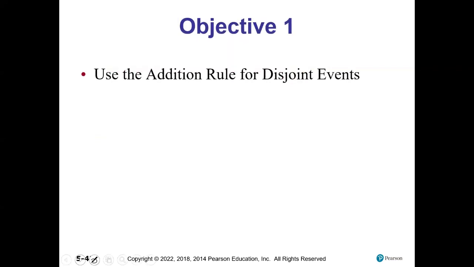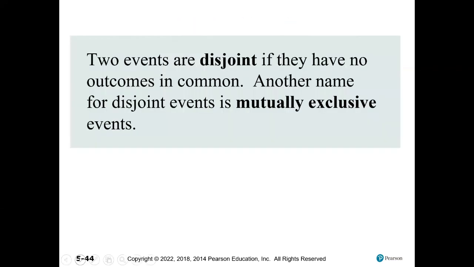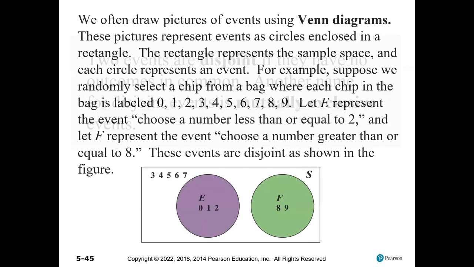We're going to start with disjoint events. Two events are disjoint if they have no outcomes in common. Another name for disjoint events is mutually exclusive. Okay, so I'm going to give you an example here. We can draw pictures like Venn diagrams to help us here. These pictures represent events as circles enclosed in a rectangle. The rectangle is the entire sample space, and then each circle is a designated event.